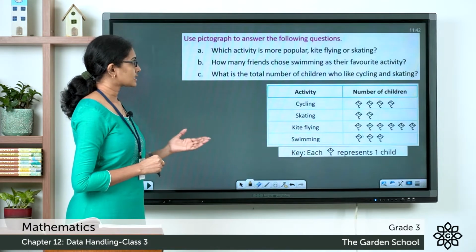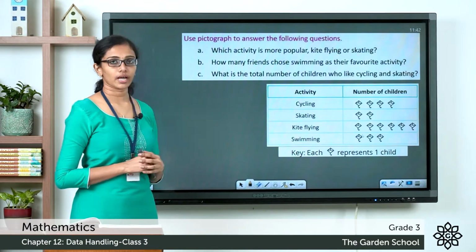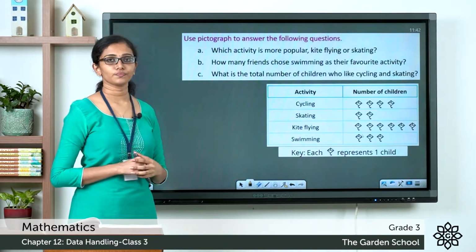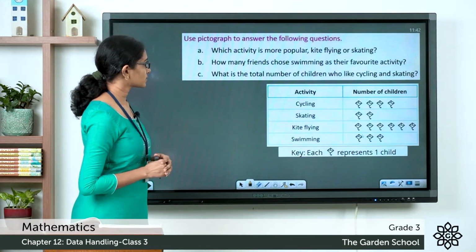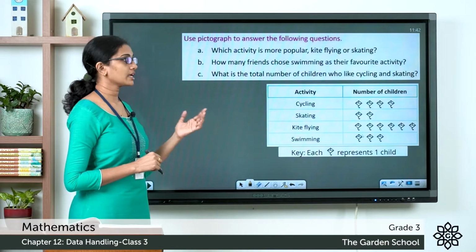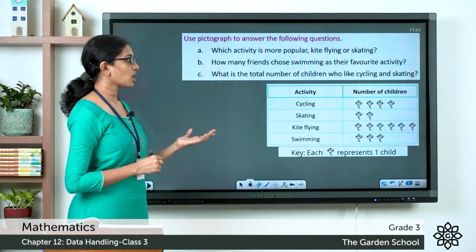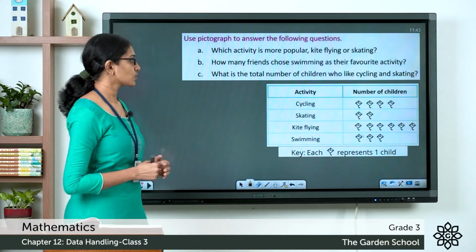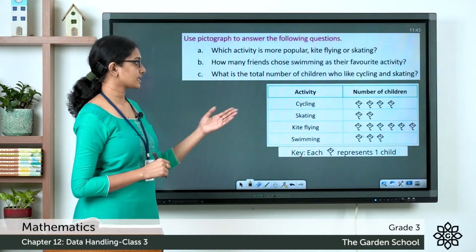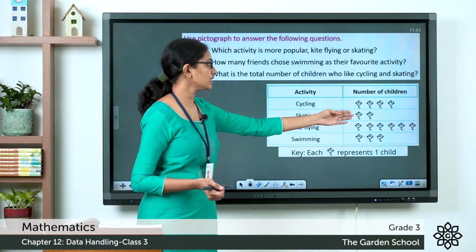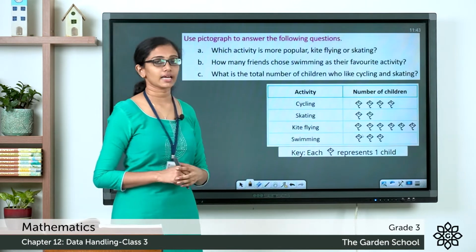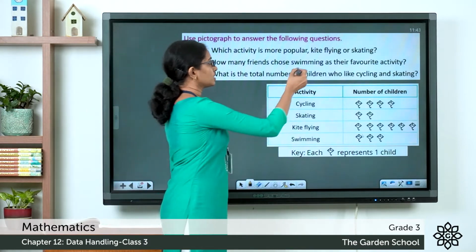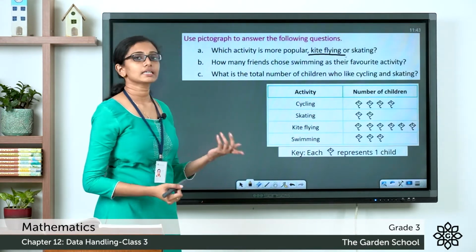Use the pictograph to answer the following questions. So we have drawn the pictograph and based on this pictograph, we have to answer the 3 questions that follow. So let's see the first question. Which activity is more popular? Is it kite flying or skating? The more popular activity will be the one which is liked by more number of students, right? Skating is the favorite activity of only 2 children, whereas kite flying is the favorite activity of 6 children. So which is more popular? It is kite flying. So the more popular activity is kite flying.